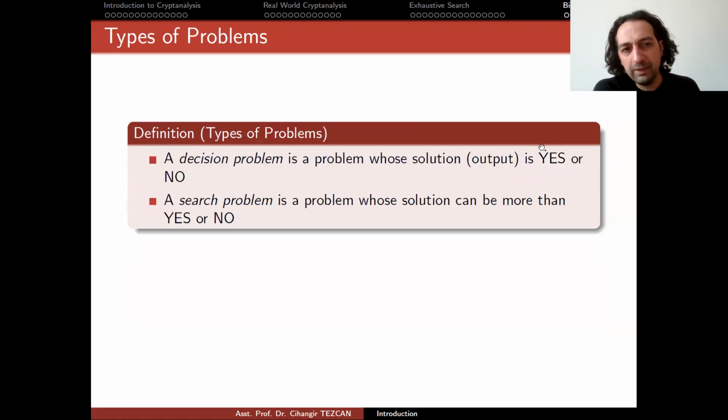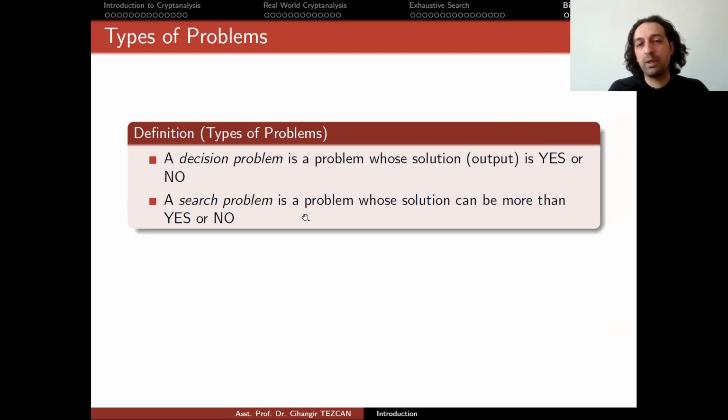So let's look at another type of problems. We can define the problems like this in two types: decision and search problem. A decision problem is a problem whose solution or output is yes or no. So it is a Boolean question. So a question can be like, is this number a prime number? So you can answer yes or no.